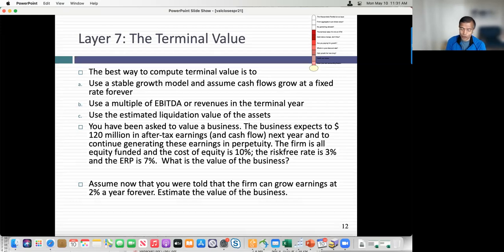So Kushal, you be my estimate of the terminal value. Let's say that this company has 120 million after-tax earnings and cash flows. It's expected to generate those cash flows every year forever. It's all equity funded. Its cost of equity is 10%. What's my terminal value for this company?